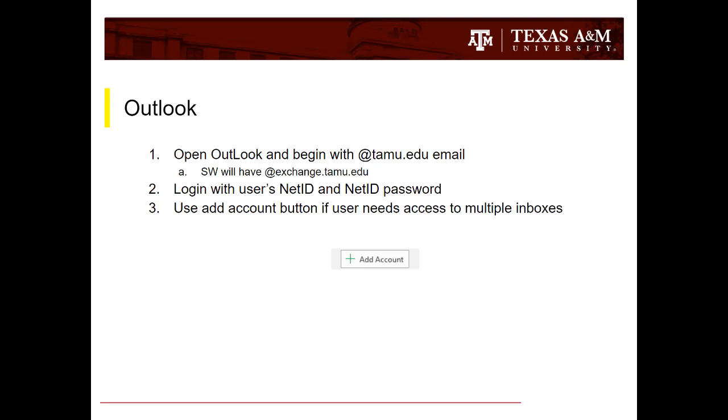All employees, student and full-time, require access to Outlook. Open Outlook and enter the user's email. If the user is a student worker, Exchange will be put in front of @tamu.edu. The login will prompt for the user's NetID and NetID password. Afterwards, they will now have access to their personal work email. If the user needs access to multiple inboxes, use the Add Account button shown below and repeat the process as many times as necessary.